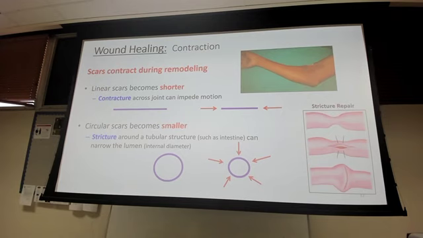So, contraction. If we have a linear scar over a joint, that's not good, because if that scar is over a joint, like in this person's elbow here, once that scar starts to contract, you're going to lose function of that joint. So when we have scars over joints, we've got to be super careful, because if we don't do something to reduce its ability to contract, they're going to have limited range of motion.